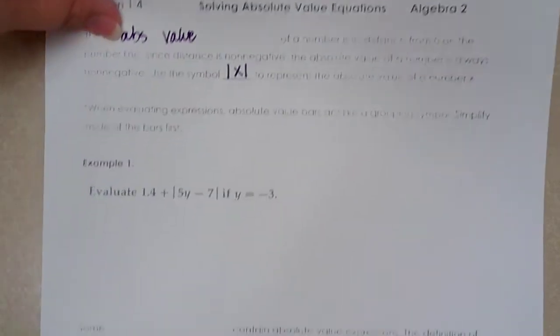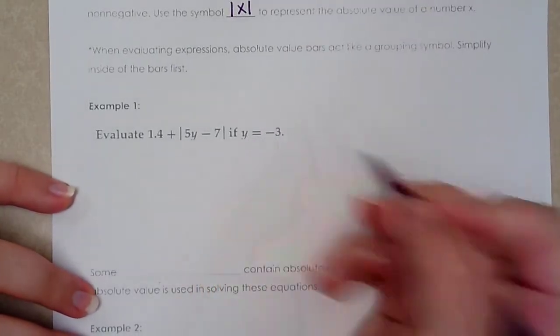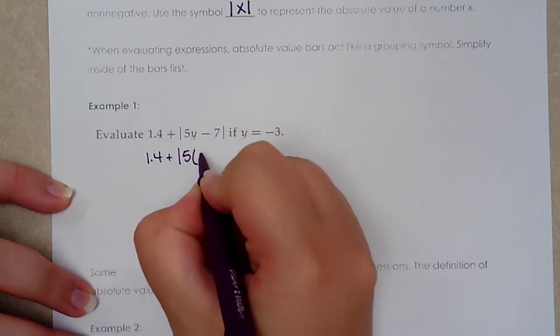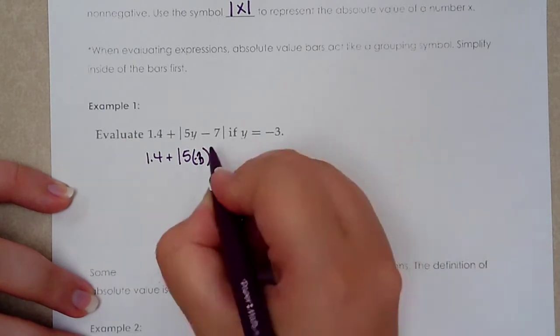So for our first example, we just have an evaluate. It says evaluate 1.4 plus the absolute value of 5y minus 7 if y is equal to negative 3. So we have a number we can plug in for our variable. Let's go ahead and do that. That's a negative 3 right there.